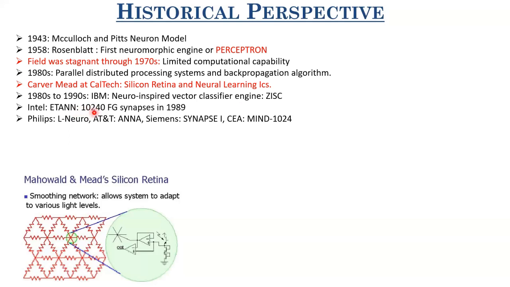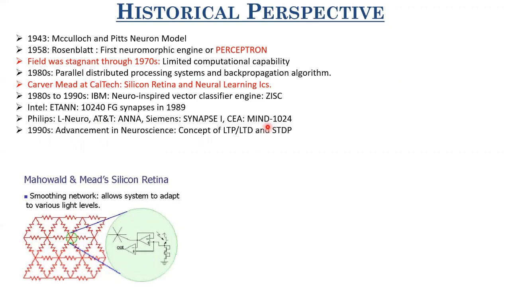At the same time, there were several other demonstrations. Philips came up with the L-Neuro system. AT&T developed ANNA. Siemens came up with the SYNAPSE 1 project. And CSEM's Mind 1024 project was really awesome. They developed it as well.